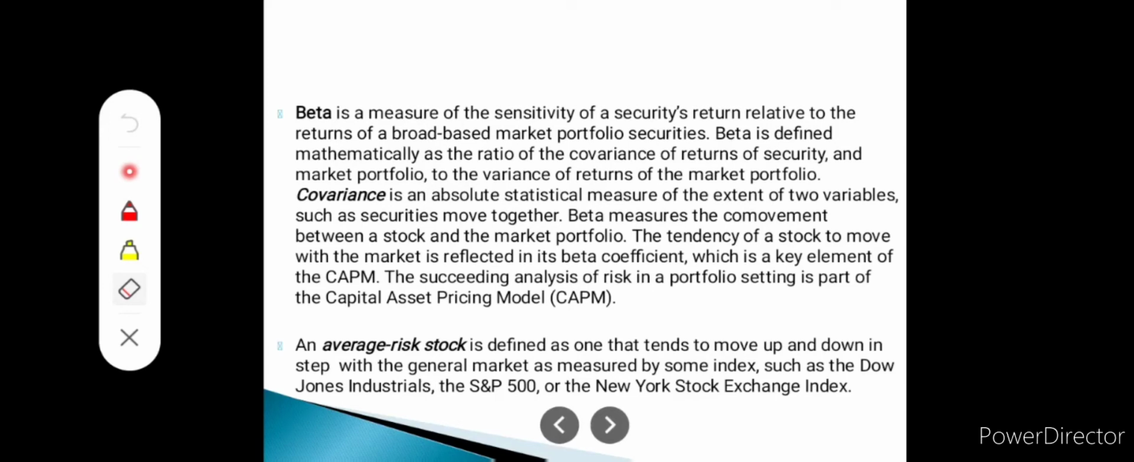The succeeding analysis of risk in a portfolio setting is a part of the capital asset pricing model, which is CAPM. Next, an average risk stock is defined as one that tends to move up and down in step with the general market, as measured by some index such as the Dow Jones Industrials, the S&P 500, or the New York Stock Exchange Index.